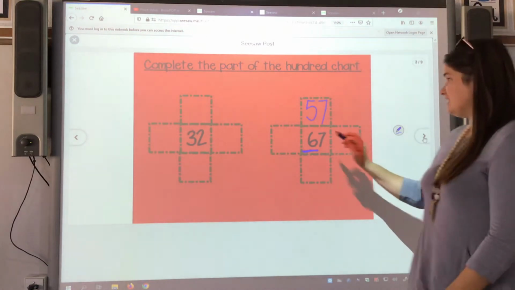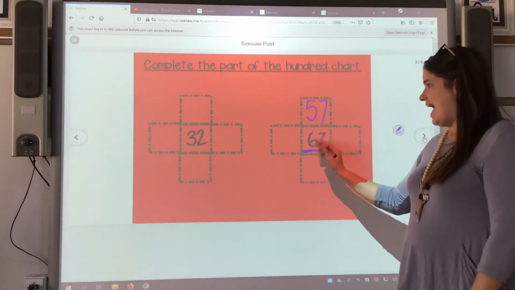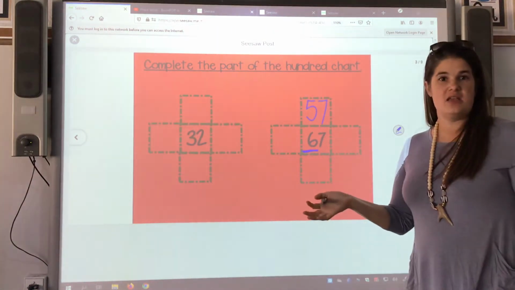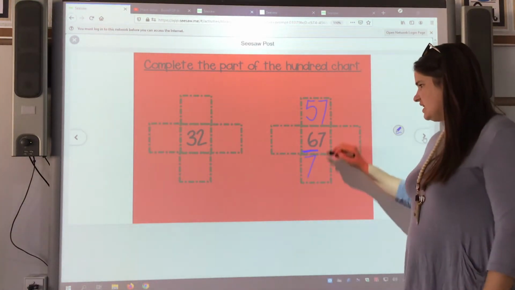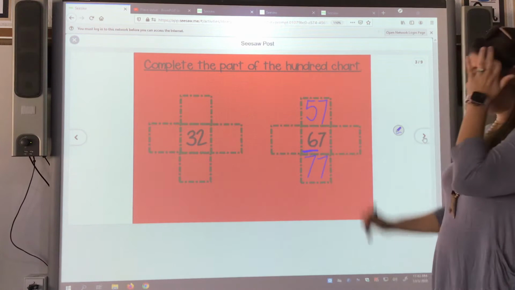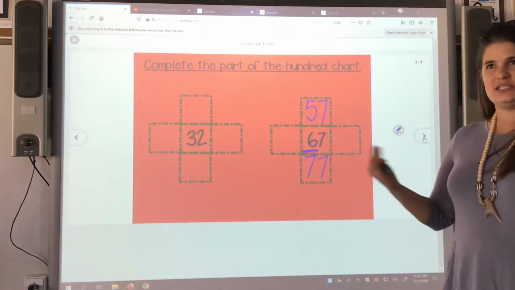Now I need 10 more. So I add a 10. So 6 plus a 10 would be 7 10s, and I slide down the 1. So 67 plus 10 gives you 77.